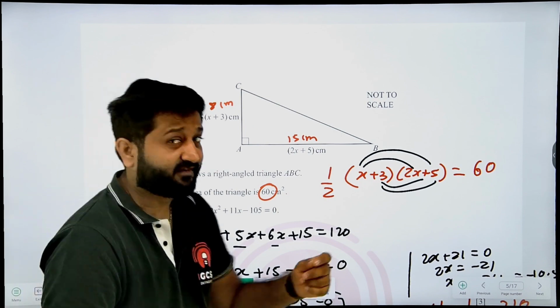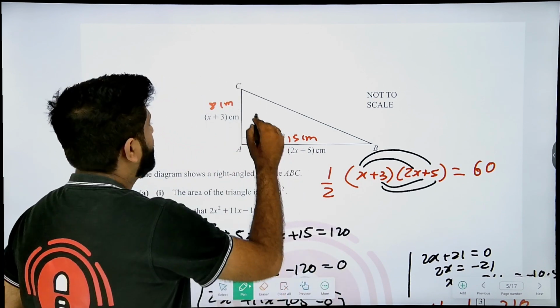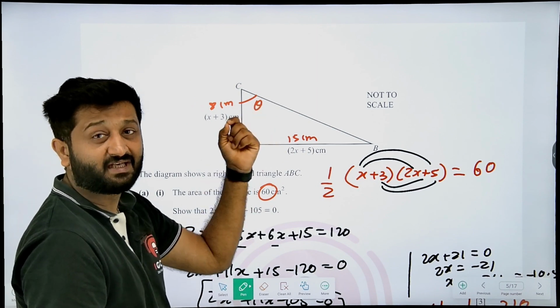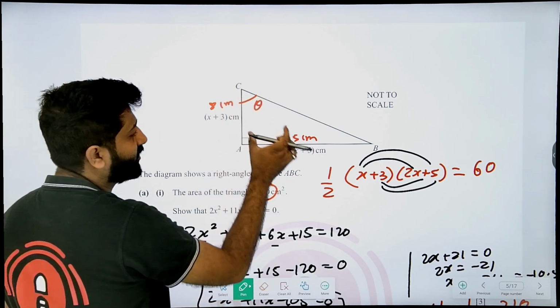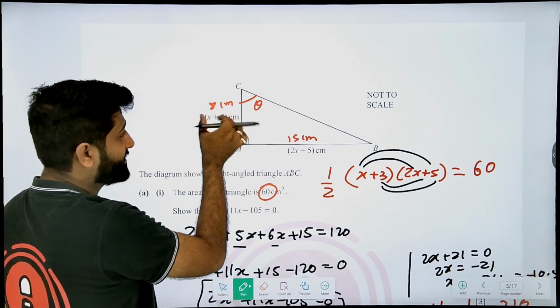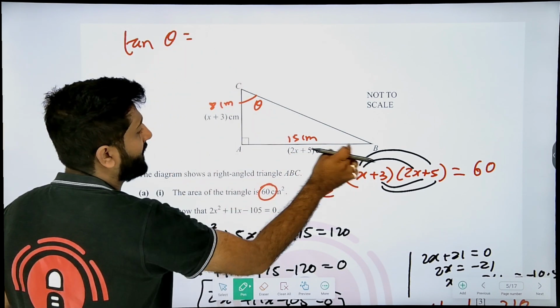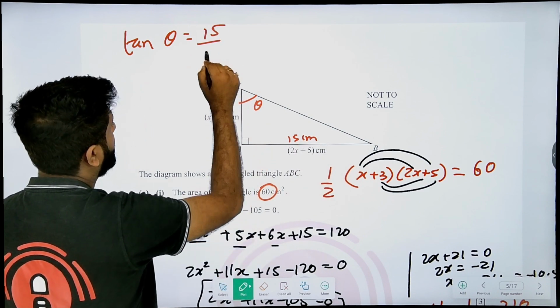Now I have to find tan of angle ACB. Now this is my angle ACB. I have to find tan of ACB. So tan theta is going to be opposite over adjacent. So tan of ACB is going to be opposite, that is 15 over 8.